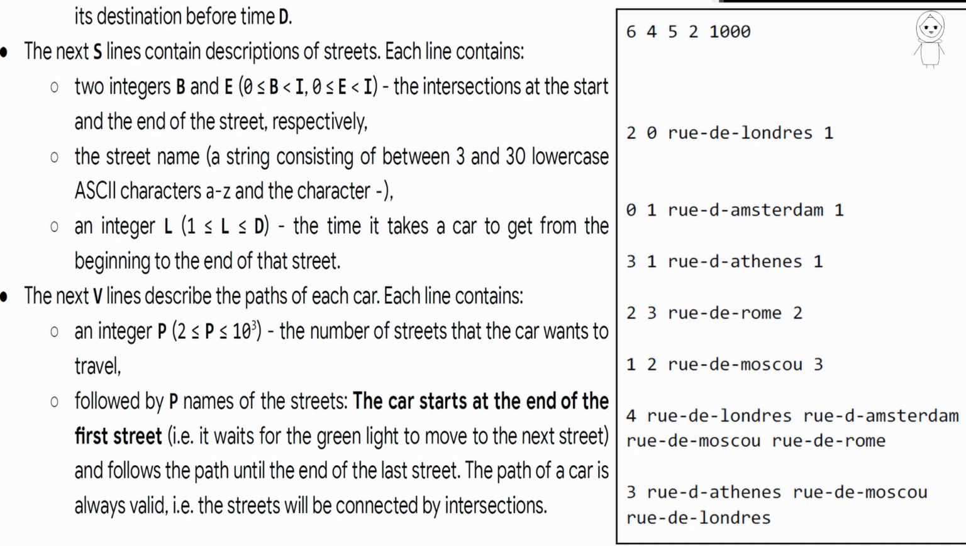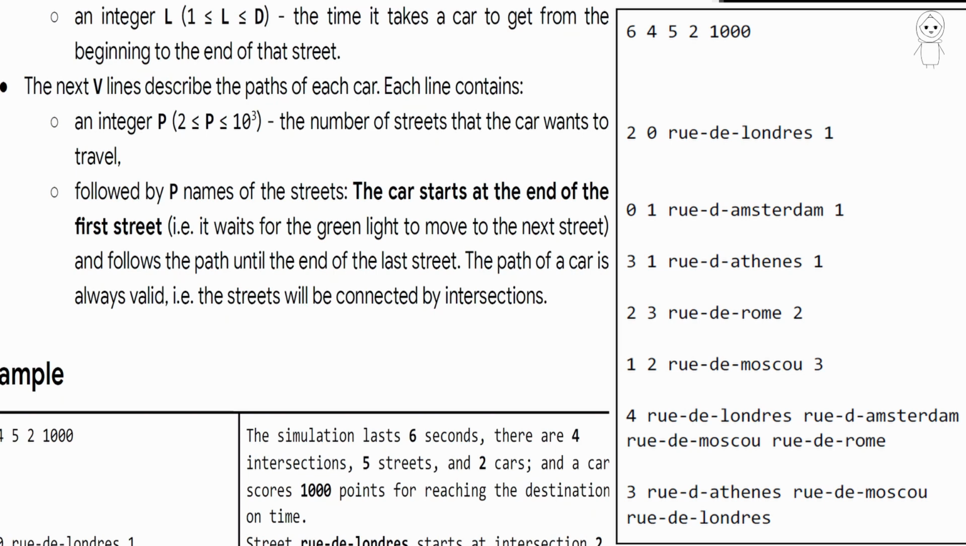They are the intersections at the start and end of the street, respectively. The street name is a string between 3 and 30 lowercase letters. An integer, L, which is bigger than 1 and less than D, is the time that it takes a car to get from the beginning to the end of that street.